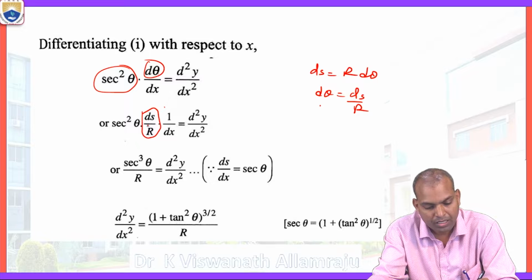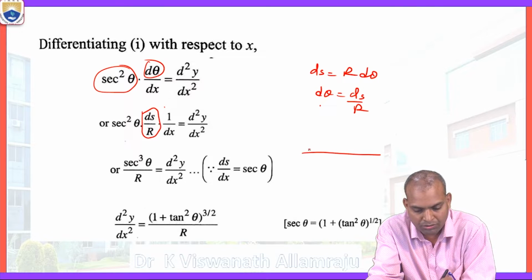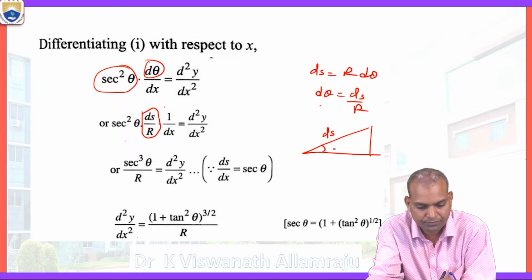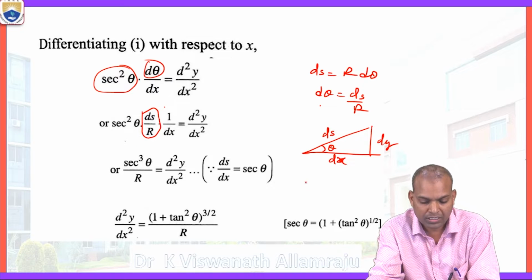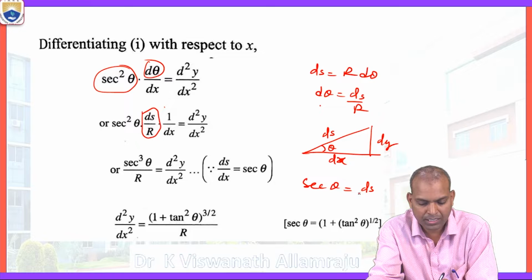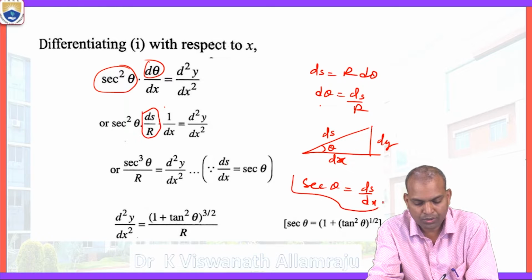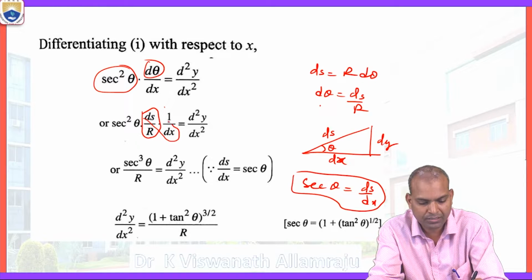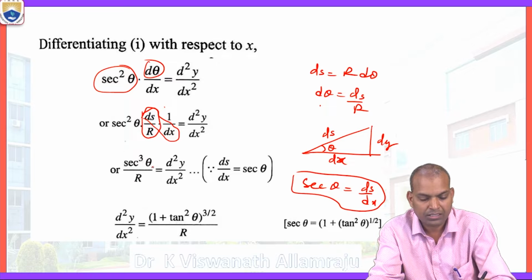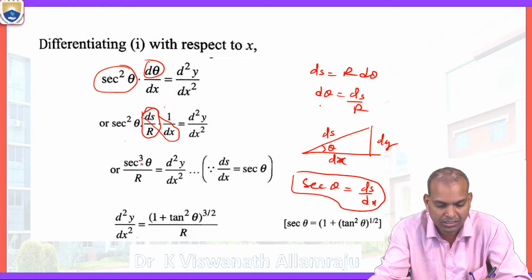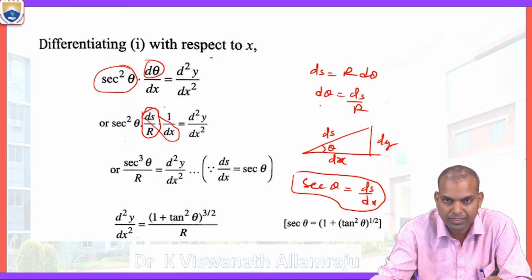Now, there is another relation in terms of ds, dx and dy. What is secant theta? Secant theta equals ds by dx. Substitute ds by dx, the secant theta, in place, so secant square theta times secant theta, that is secant cube theta by r, equals d square y by dx square.